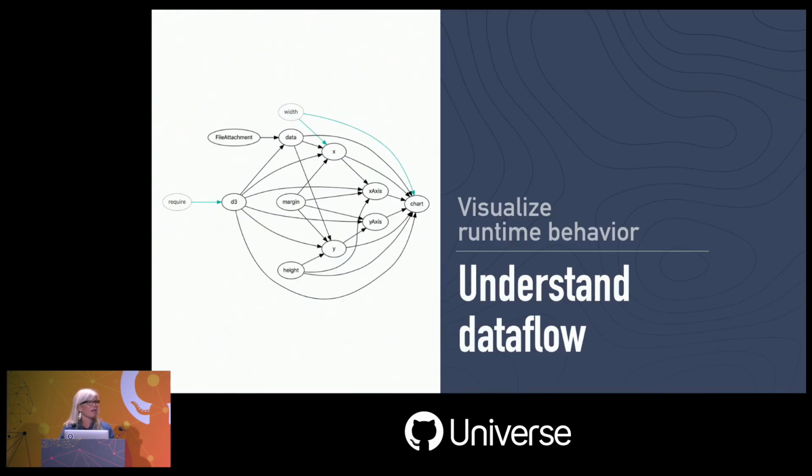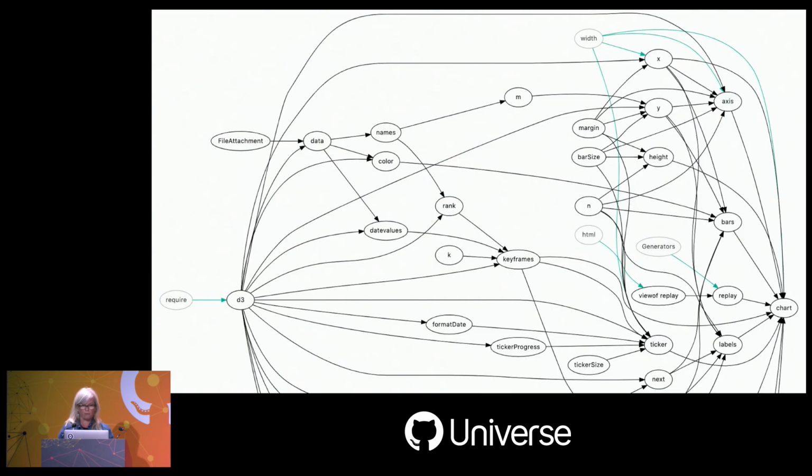But what about understanding runtime behavior or data flow of your code? Hello, data flow diagram. So this is an example of a diagram modeling how data flows through code. Each arrow indicates a dependency between two cells. So that D3 cell that I showed you before, you can see it there on the left. It represents the D3 library, and it's referenced by many cells. Makes sense. So this graph is computed automatically using static analysis of the code.